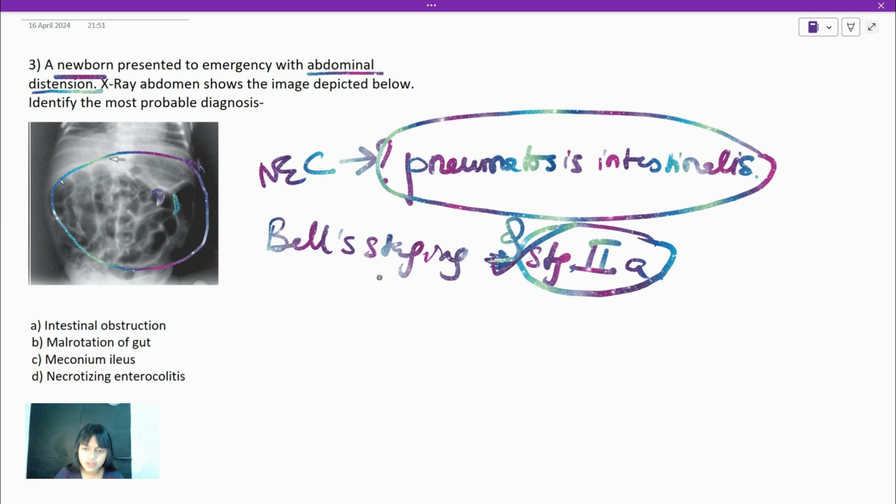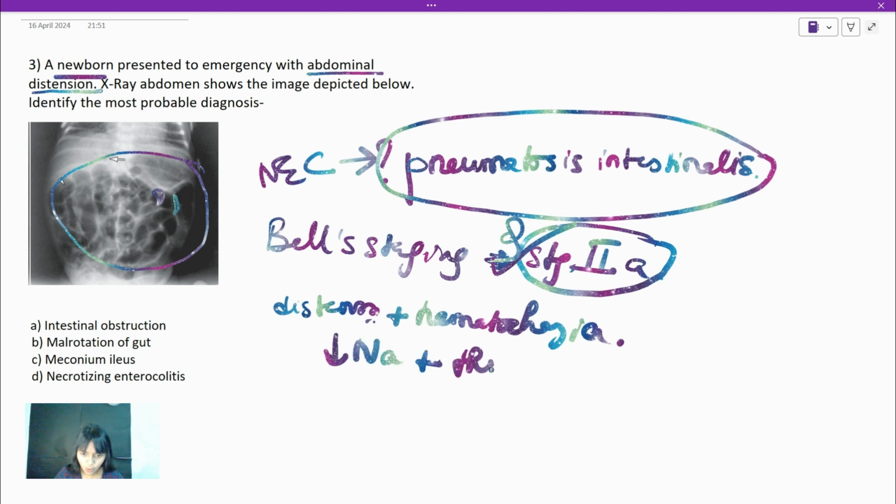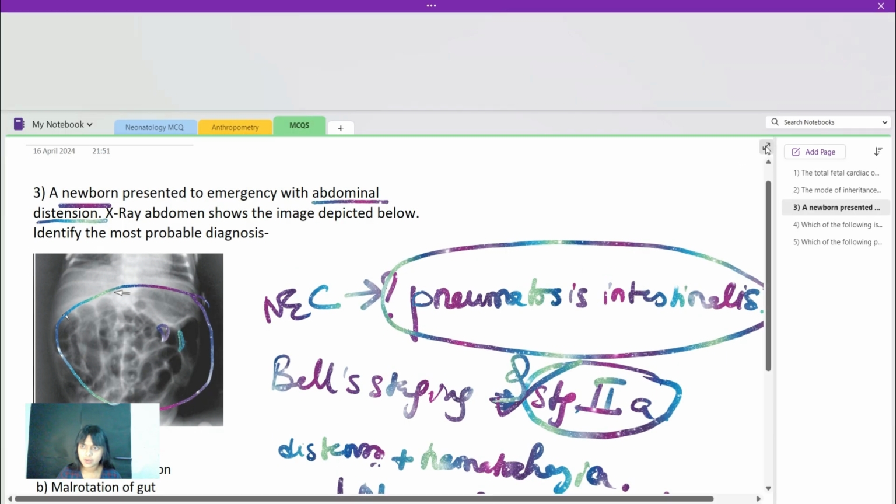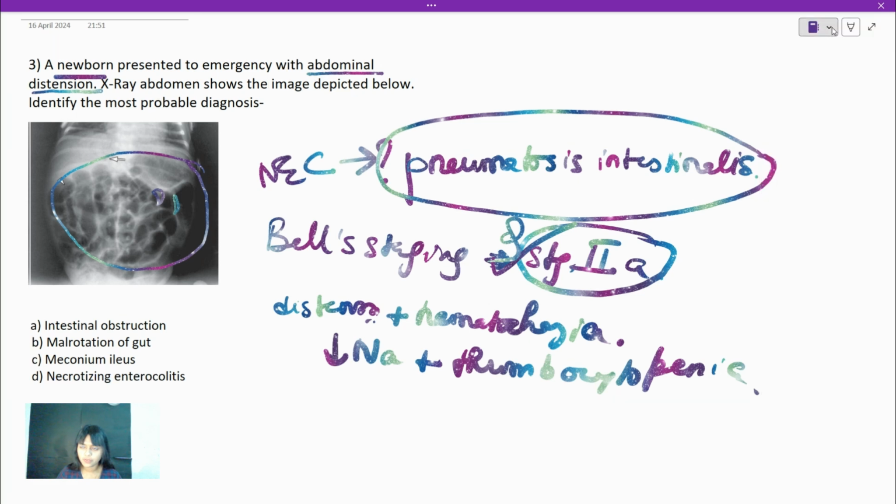Okay, next, what are the features of NEC? Okay, so the child may present to you with distension as already mentioned, and hematochezia. Okay, that is fresh blood in stool, and there will be hyponatremia, thrombocytopenia. Clear? So that's all about NEC. Okay, the MCQ part of NEC. Okay, next, moving on to your fourth question.